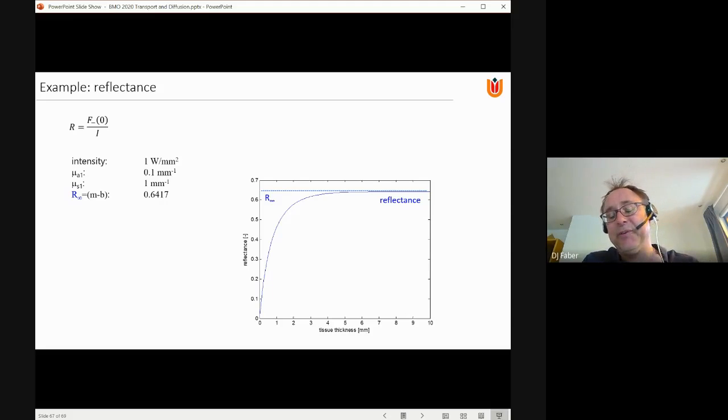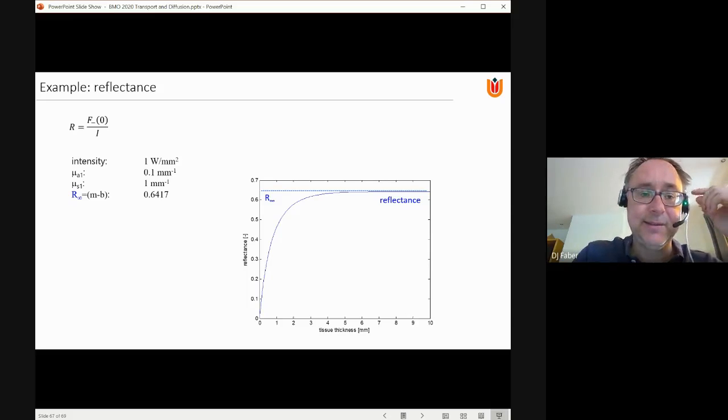But you can also see that if you make the tissue thicker and thicker, then the reflectivity approaches some asymptotic value. If you take the equations that we had before, you can let d go to infinity, and then we'll find that this asymptotic reflectivity is given by m minus b, and m and b both were functions of the optical properties mu a and mu b.